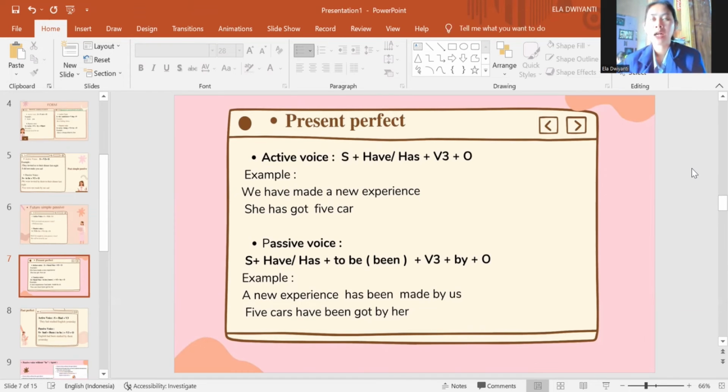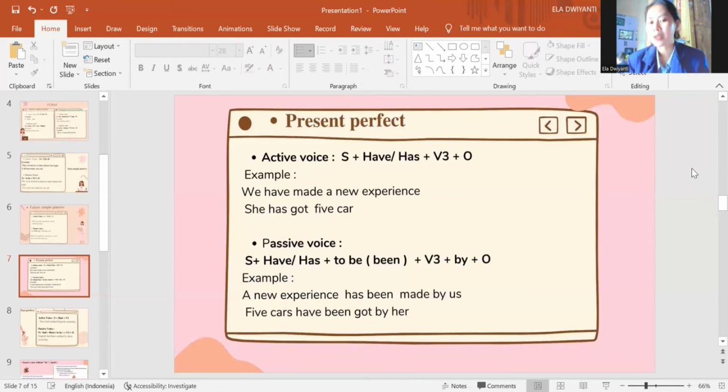It's like the other passive voices. In the present perfect passive, we need to switch the subject and the object in the active voice. Okay, the subject will be changed into the object in the passive voice. The object in the active voice will be changed into the subject in the passive voice.